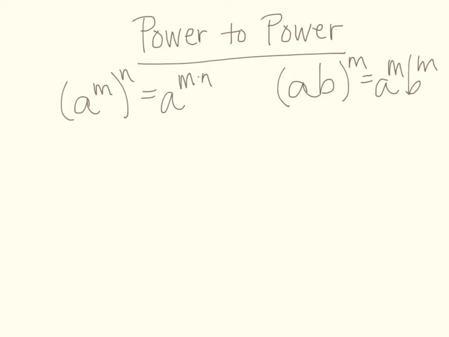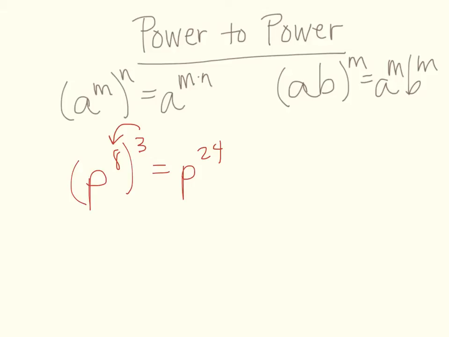Okay, last but not least is power to power. What we're going to talk about here is when you have an exponent being raised to an exponent. When you have an exponent being raised to an exponent, you actually multiply those. So if you look at this example, p to the 8 cubed, you would just multiply that in. That'd be p to the 24th.